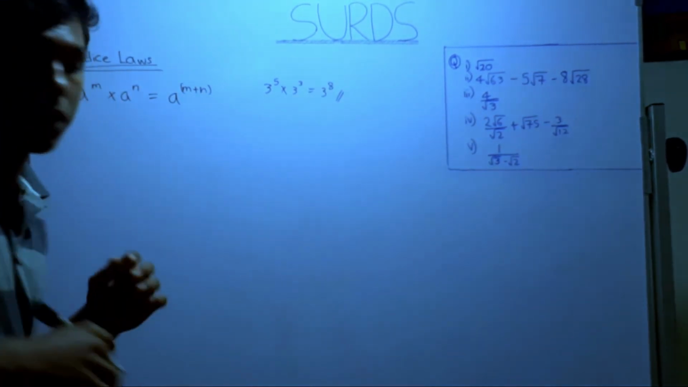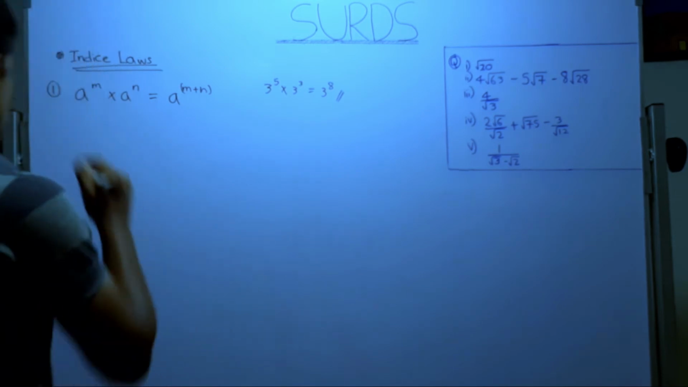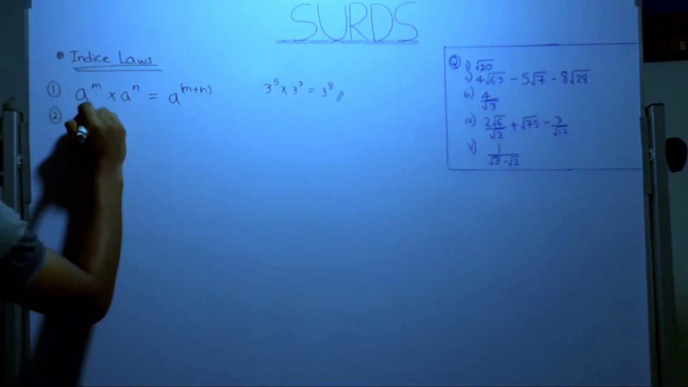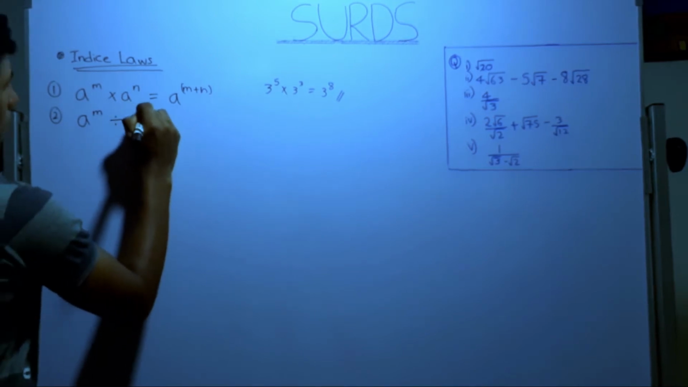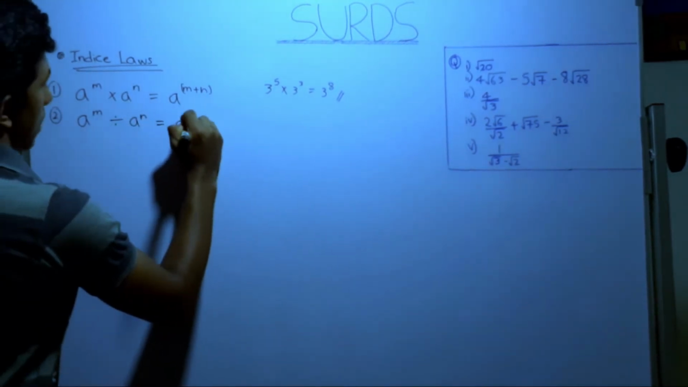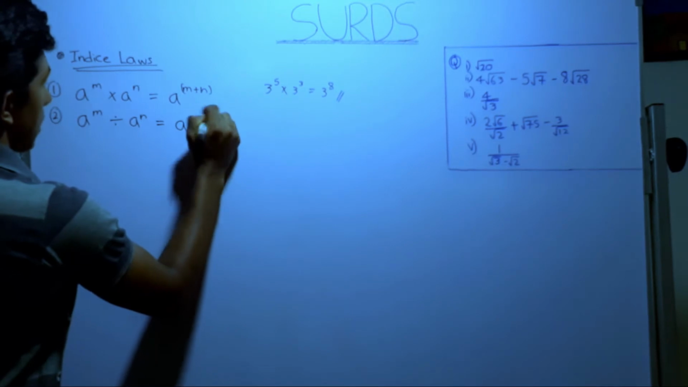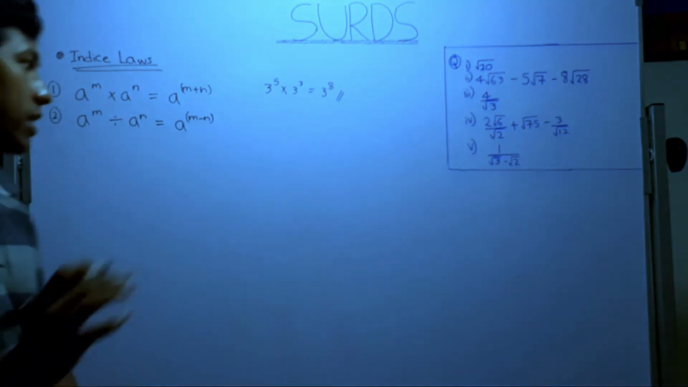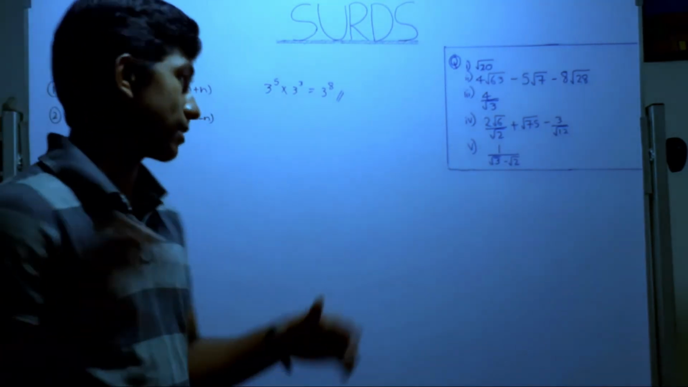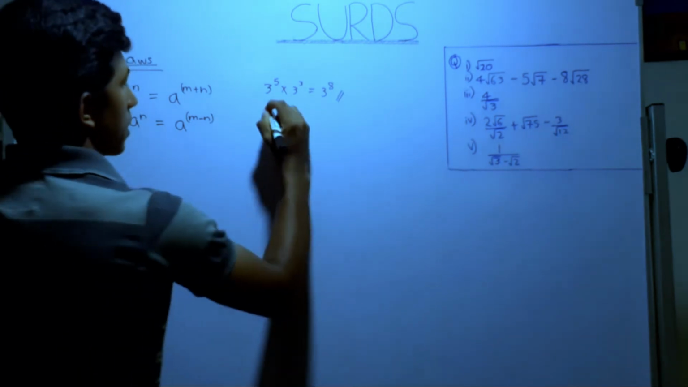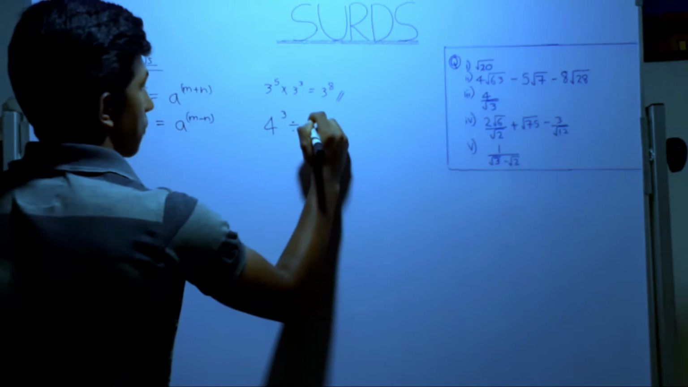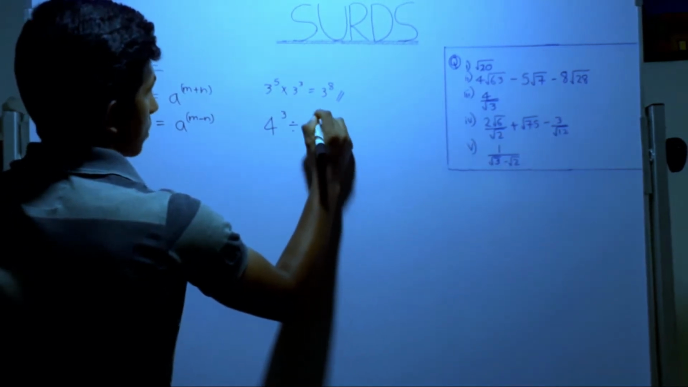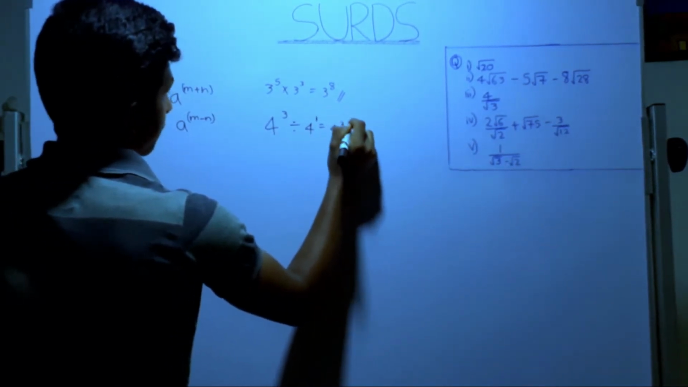Alright. So moving on to the second rule. The second rule is going to be a to the power m divided by a to the power n. This is equal to a to the power m minus n. The powers will be subtracted. If we look into an example for this as well, it would come as 4 to the power 3 divided by 4 to the power 1, which is going to be 4 to the power 2.